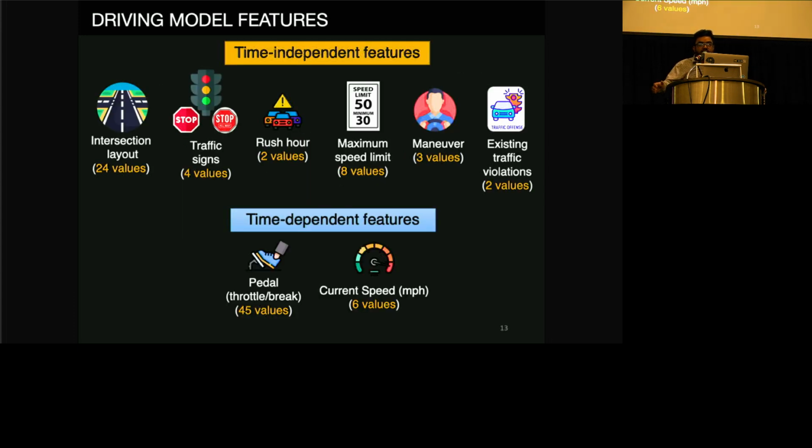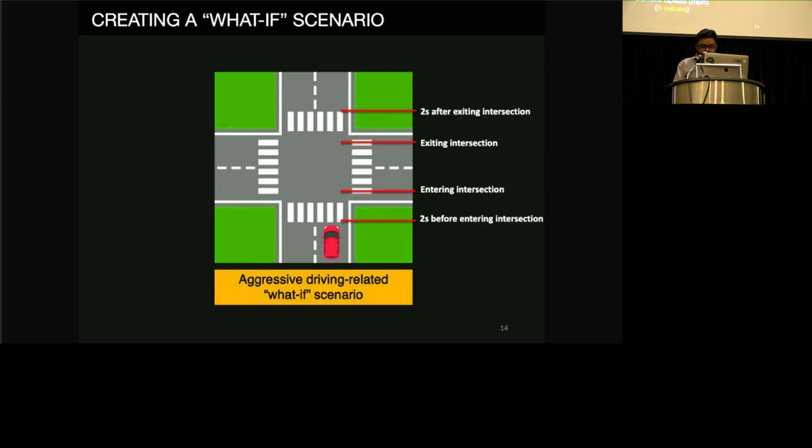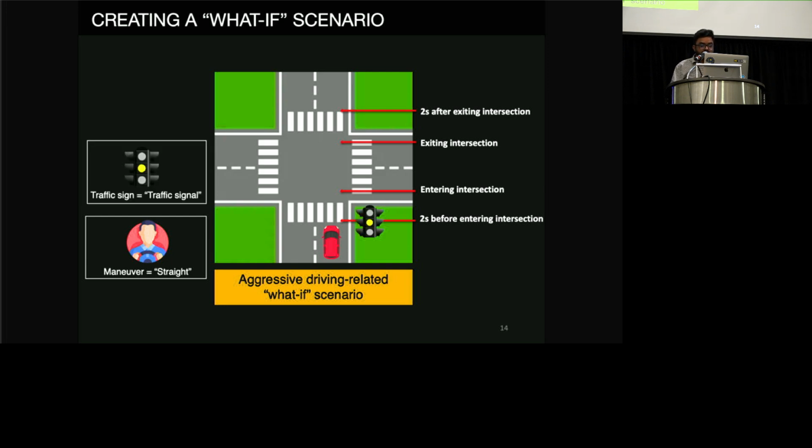However, the challenge with evaluating the driving model is that the model is quite large with many features that are either time-independent or could be time-dependent in nature. So, I have chosen a simple what-if scenario that is well documented in driving literature, and some of you may have also experienced this while driving. It's that aggressive drivers rushing straight through an intersection with yellow traffic lights are more likely to get stuck in the middle of the intersection before exiting, potentially blocking the oncoming traffic.